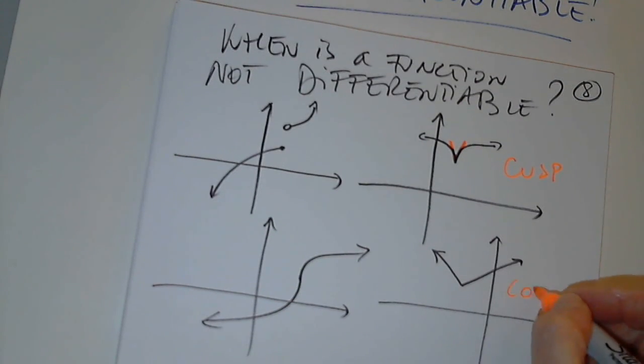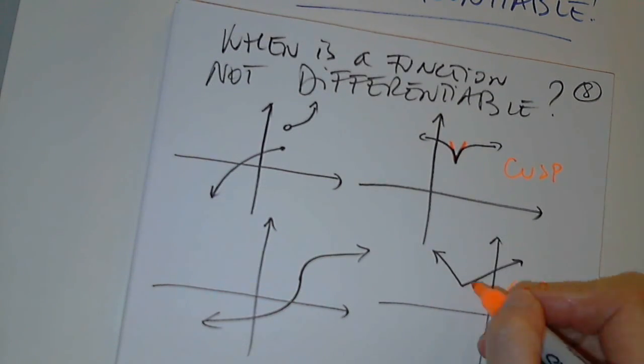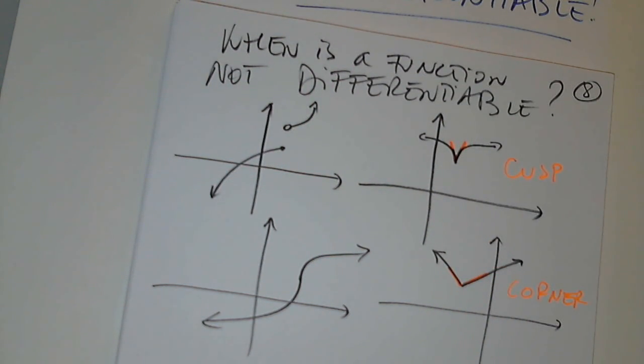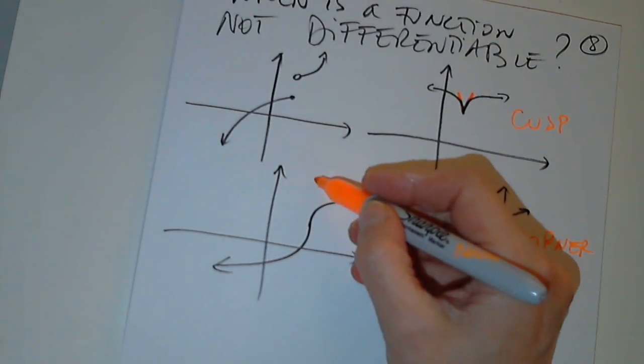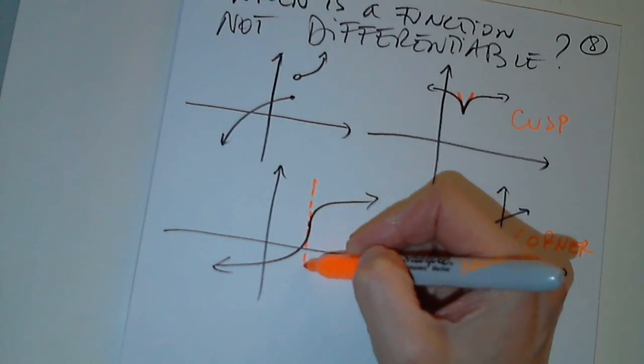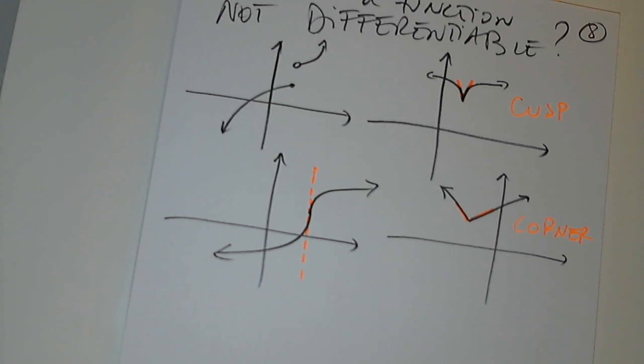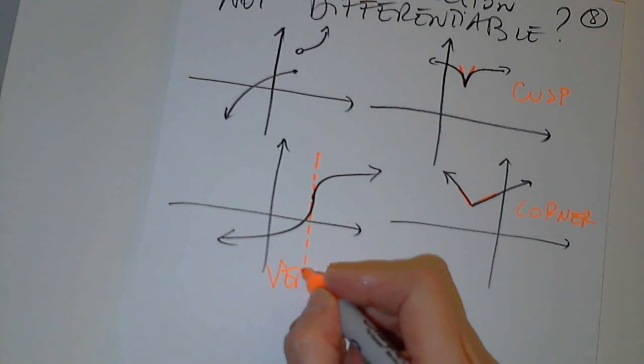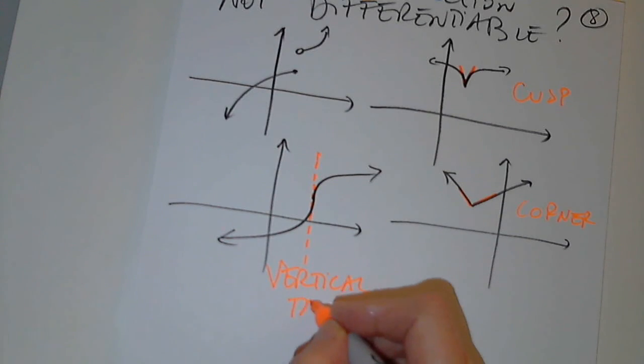This is called a corner. Same thing, a positive tangent and a negative tangent. I do not have a unique tangent at that point. And what happens to the third one? The third one has a vertical tangent, which means that that limit does not exist or is infinite. Vertical tangent. In these four situations, the function is not differentiable.